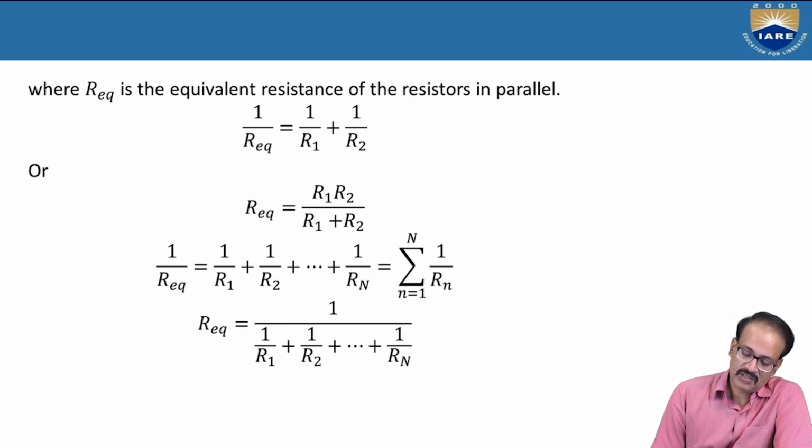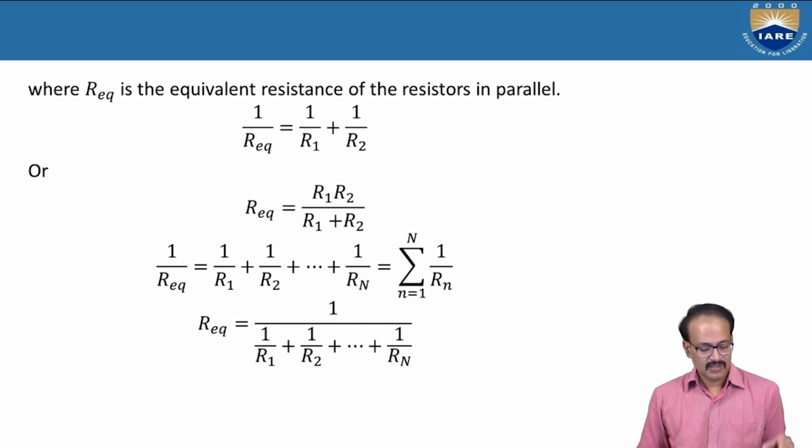If there are n resistors, then 1 by R equivalent is equal to 1 by R1 plus 1 by R2, dot dot dot, 1 by Rn. That we can simply write as the sum from n equals 1 to n of 1 by R. Otherwise, R equivalent is equal to 1 by the quantity 1 by R1 plus 1 by R2 plus 1 by R3, up to 1 by Rn. So in this frame, if it is series, you can simply add. If it is parallel, we have to write 1 by R equivalent equal to 1 by R1 plus 1 by R2 plus 1 by R3.